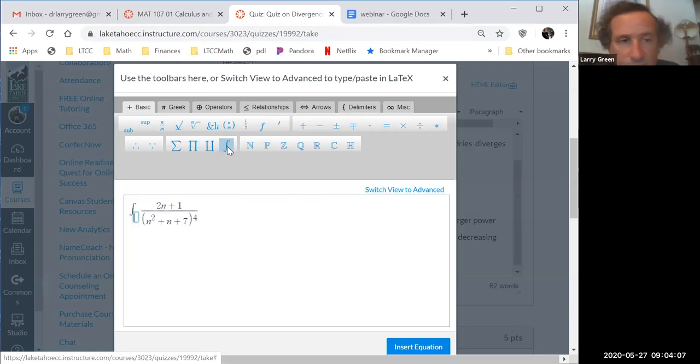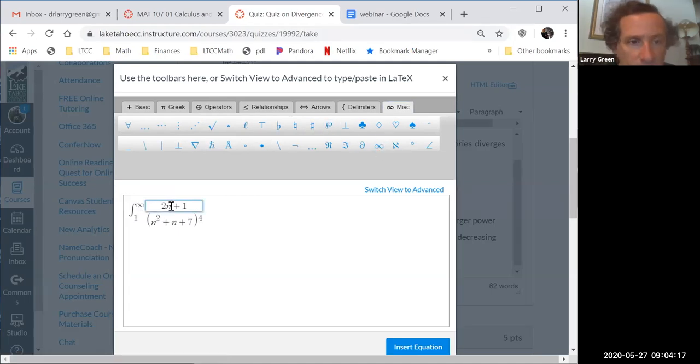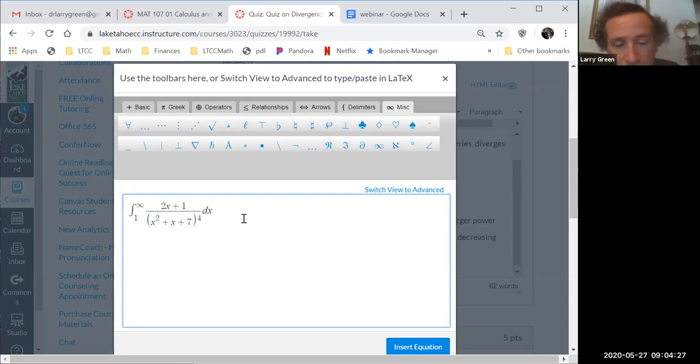From 1 to infinity. And the ends become x's. So the integral of (2x plus 1) over (x squared plus x plus 7) to the 4th dx.